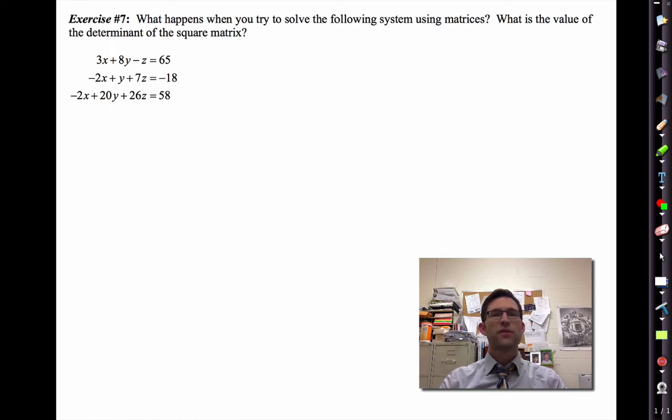All right, what is the value of the determinant of the square matrix? It's kind of weird because generally speaking, if we have the same number of equations as we have unknowns, we tend to be okay. There tends to be a solution. But something funny is going to happen here. So attempt to solve this using your calculator, and then we'll talk about it, and then we'll talk about the determinant. Okay.